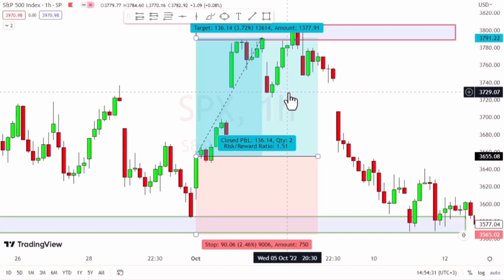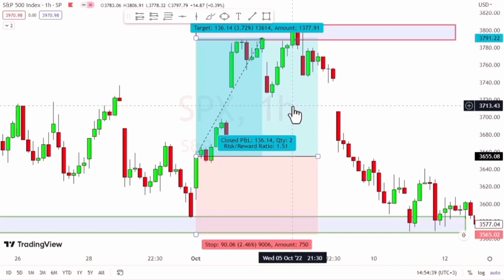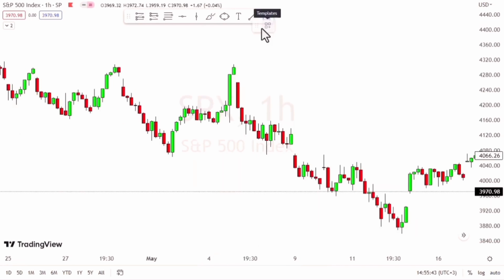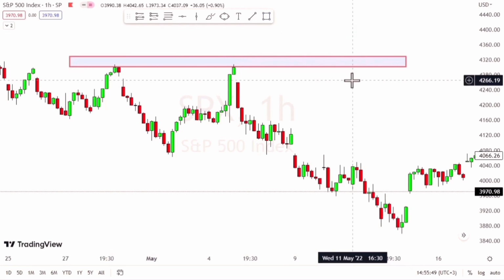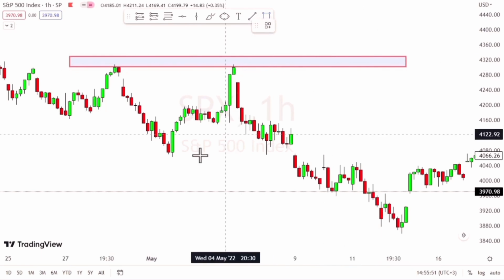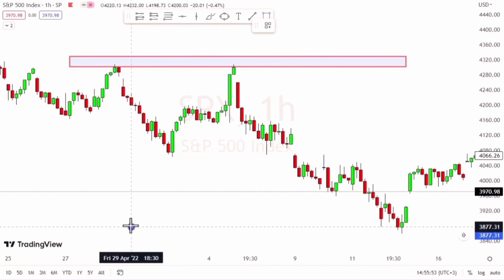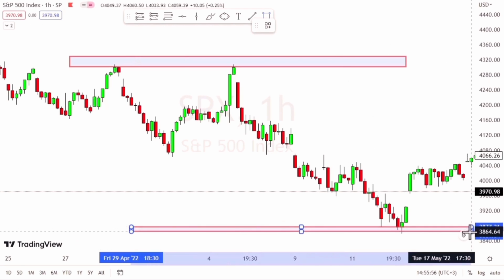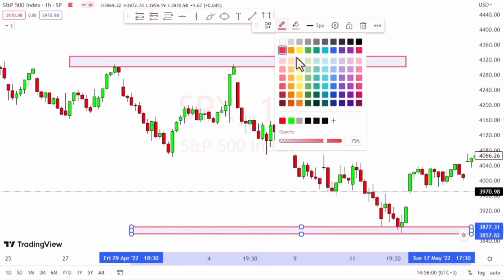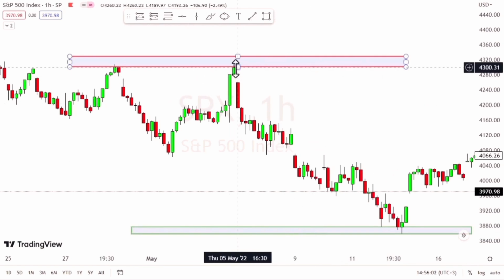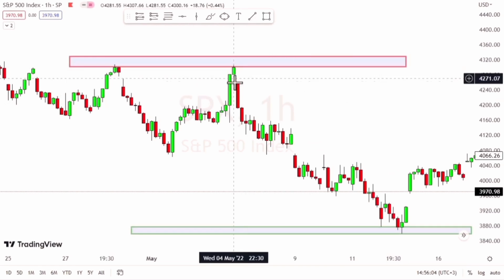So here's a really good example of a bearish kicker. So let's first draw our support and resistance levels here. So this is our resistance level, which made the price bounce off and go down. And this is our support level here. And let me change the color to green for the support level. And you can see this bearish kicker here.